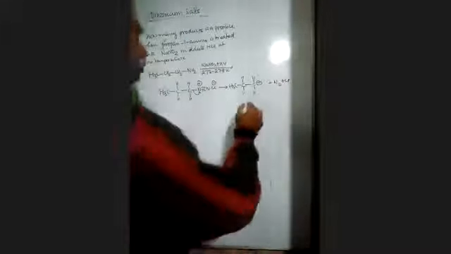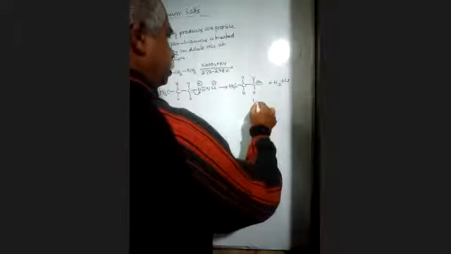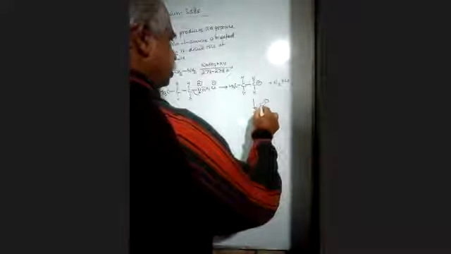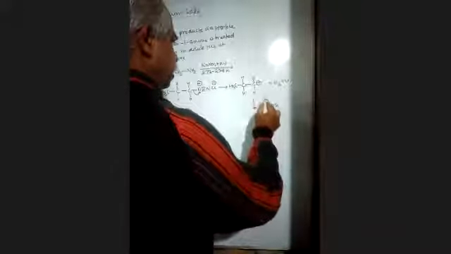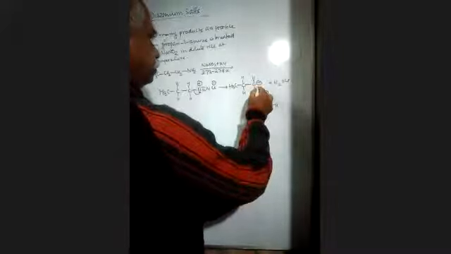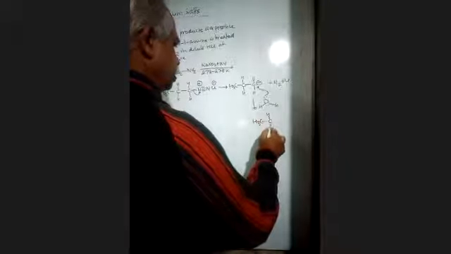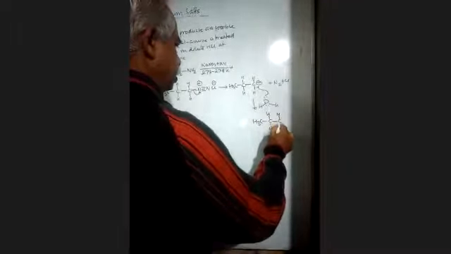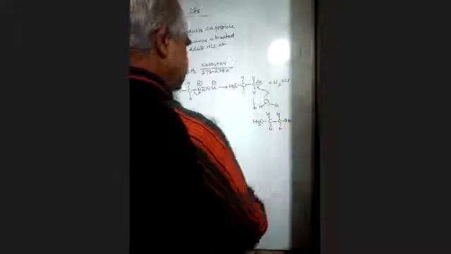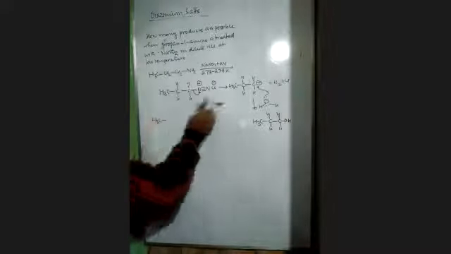Okay, so if it reacts with water, what will you get here? CH3CH2CH2OH is the first product. We know this is a primary carbocation. Primary carbocations are less stable than secondary. Okay? What will happen now?